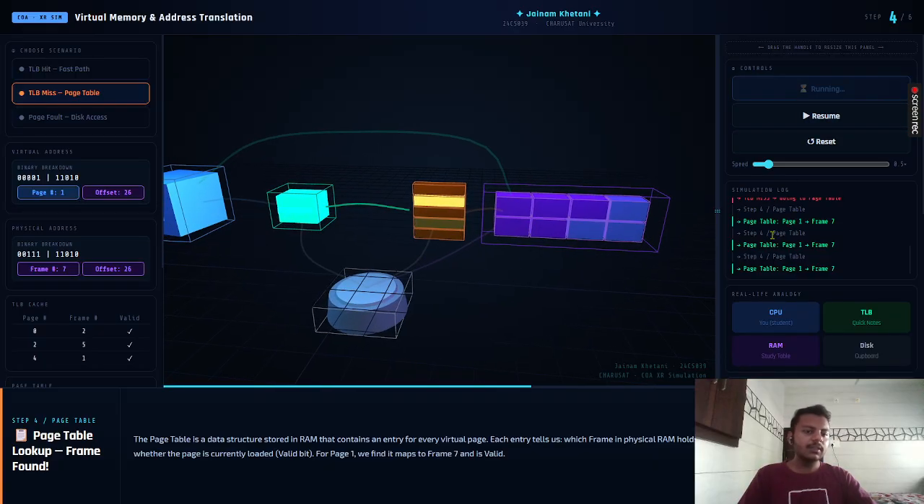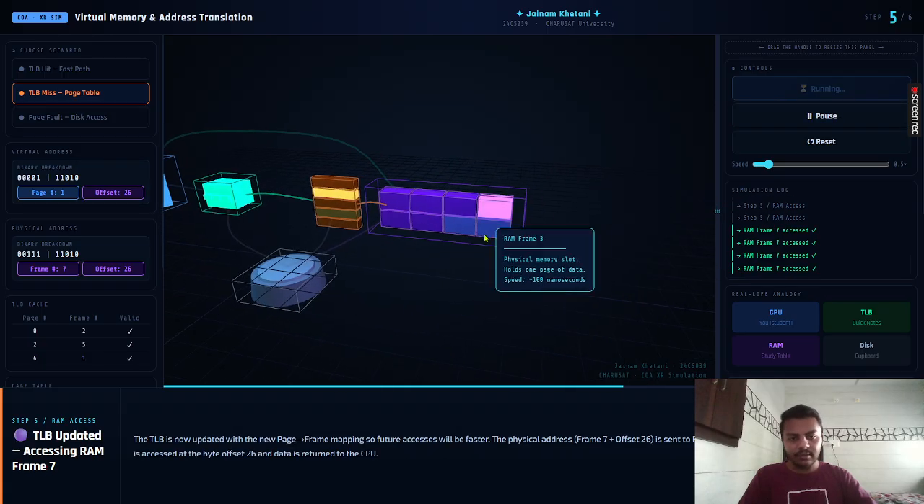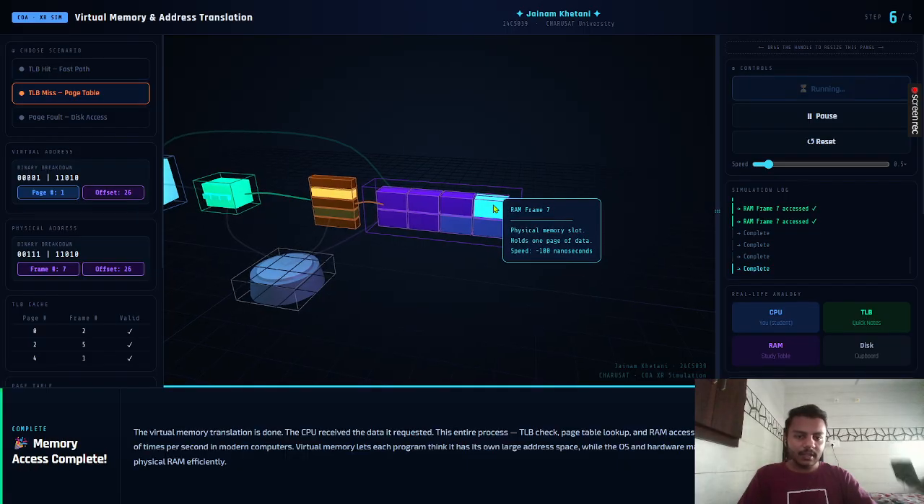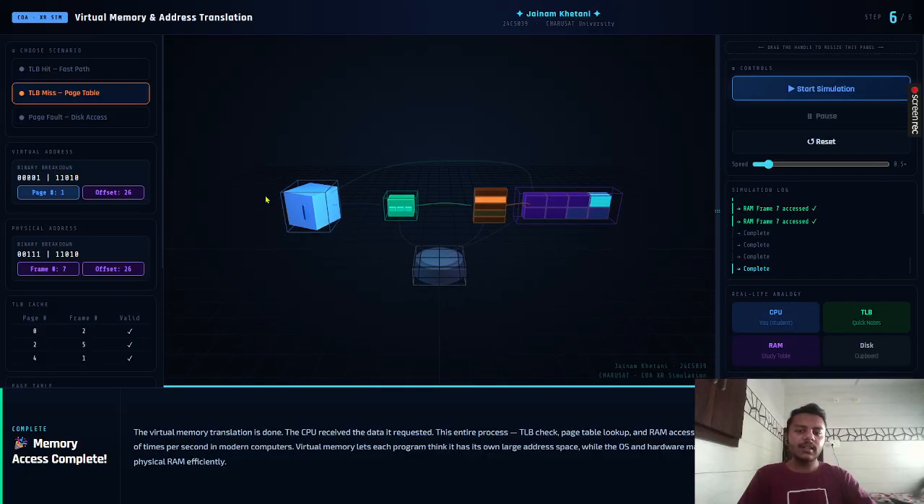Yes, let's pause a bit. Then the page table found the actual mapping. Page table 1 to frame 7, and then the page table will go directly to RAM. Here it is frame number 7 and the data will directly be accessed.